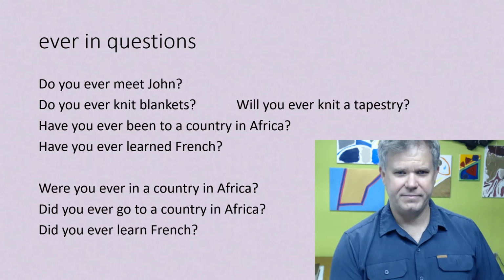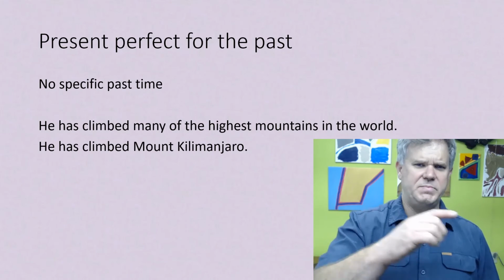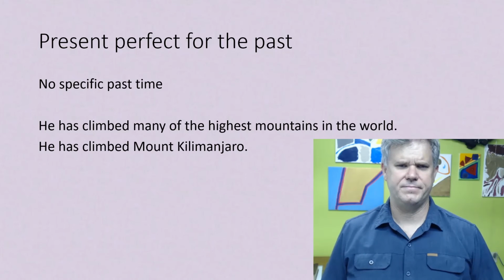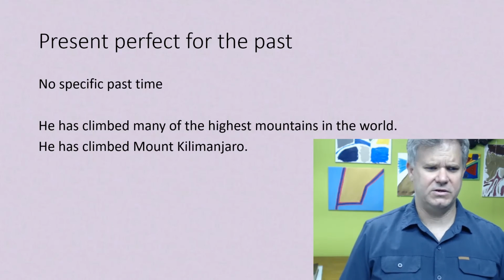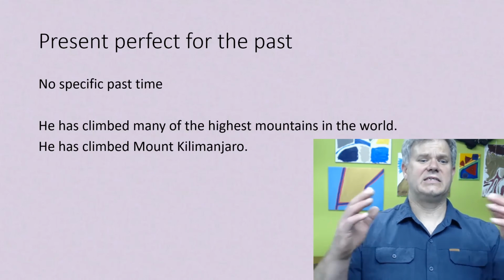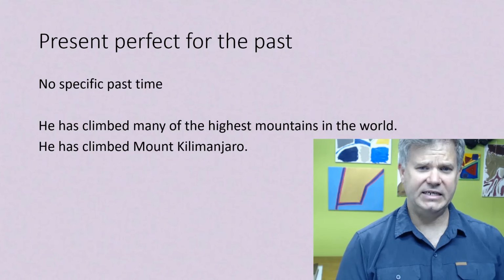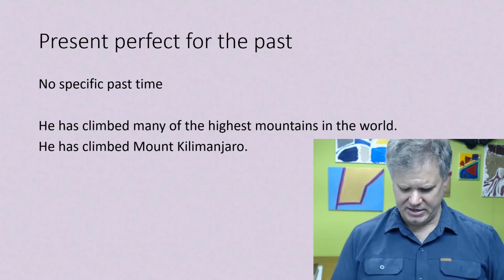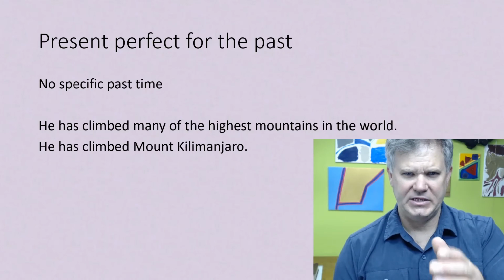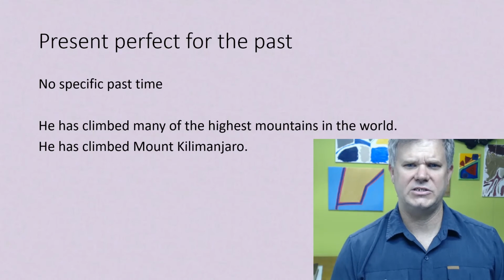Let's move on. Present perfect for the past. When we have no specific time for the past, he has climbed many of the highest mountains in the world. He has climbed Mount Kilimanjaro. He did that in the past, but does it say when? If it's last year, I would say he climbed, past tense. He climbed Mount Kilimanjaro last year.